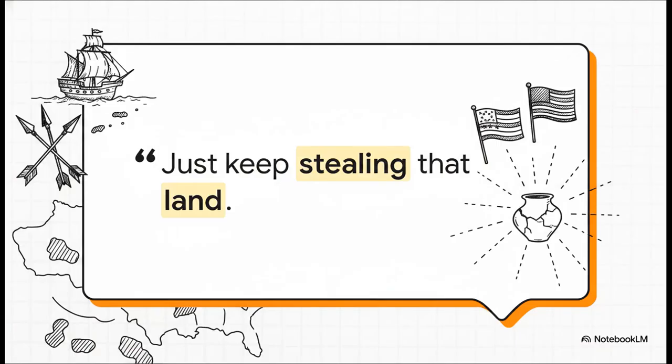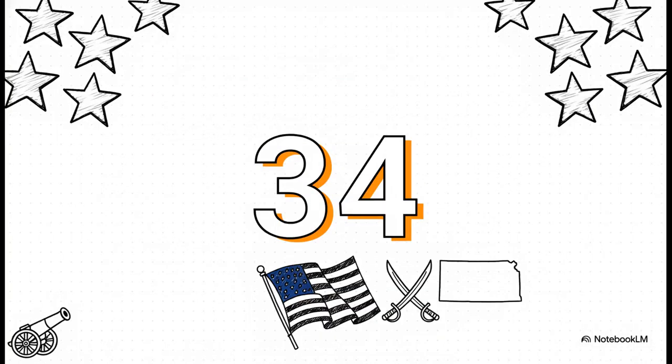The YouTube channel Vexillographer, which is one of our sources for this explainer, puts a pretty fine point on this whole period of expansion with the very dry comment, "Just keep stealing that land." So the star count just keeps on going up, eventually hitting 34 when Kansas was admitted in January of 1861. And that timing is really significant because the nation was right on the very brink of the Civil War.